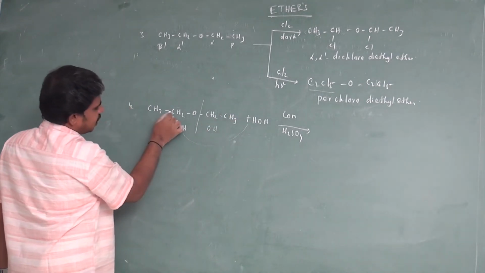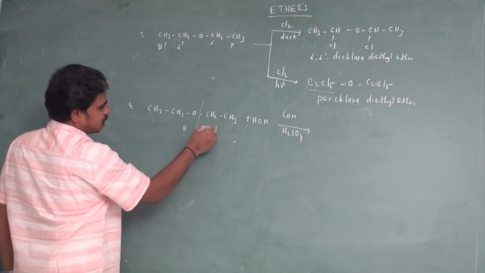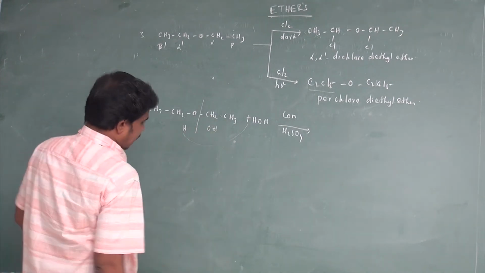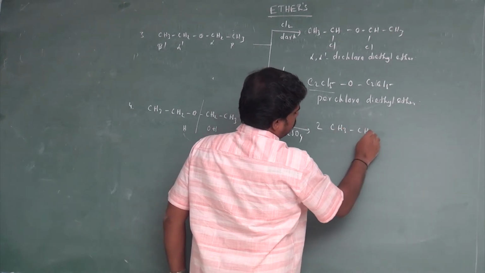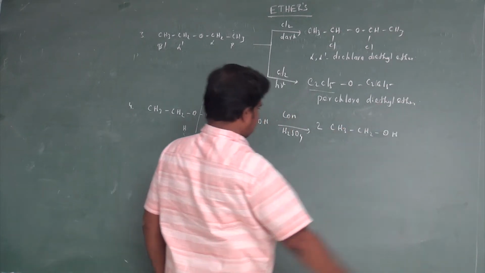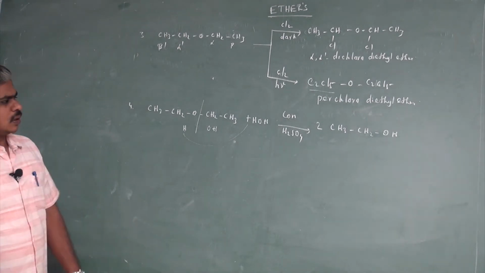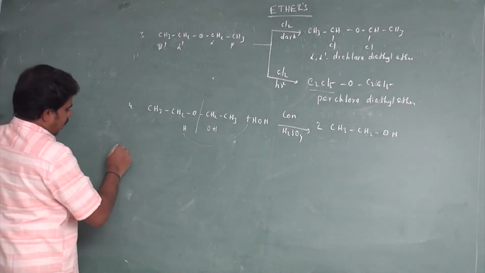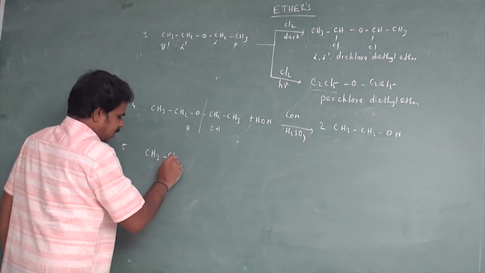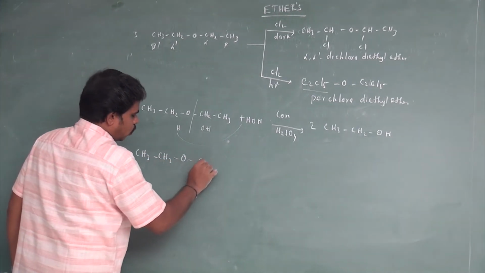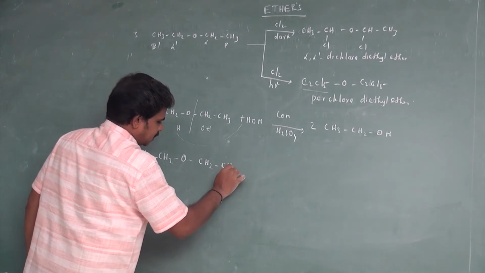So CH3CH2OH, CH3CH2OH. So we get 2 molecules of ethyl alcohol. 2 molecules of ethyl alcohol is the product. It is on hydration. And the fifth one we take is diethyl ether, CH3CH2O and CH2CH3.